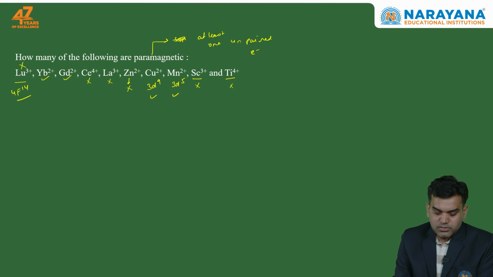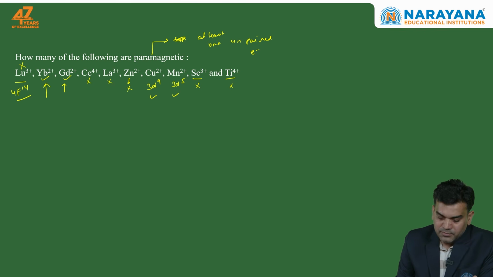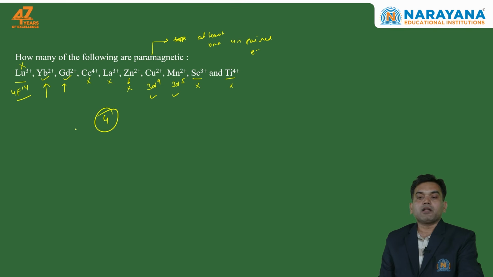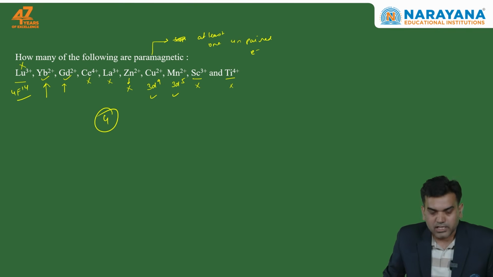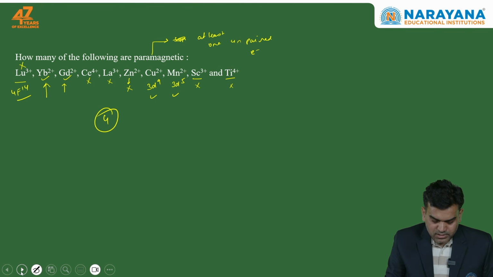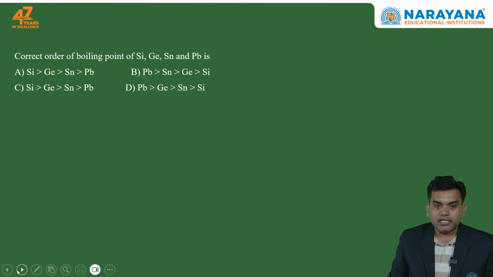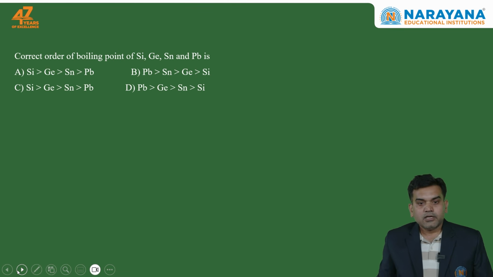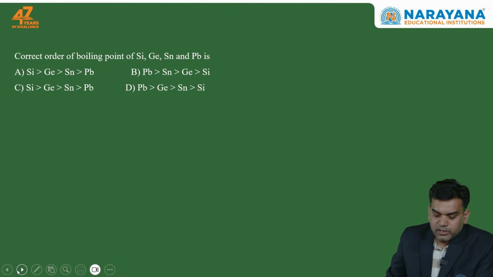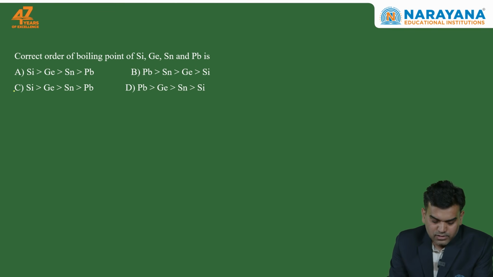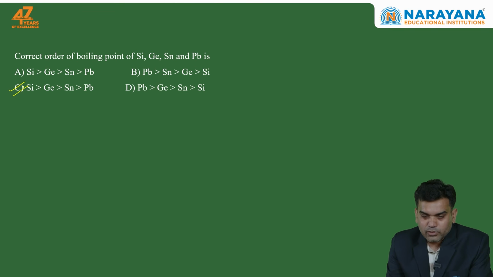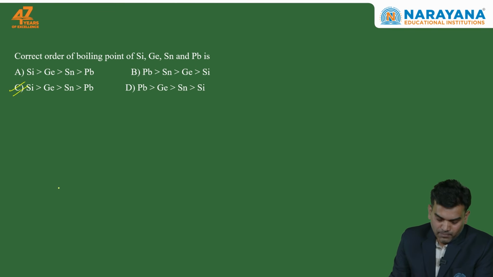So among all of these, only Yb2+, Gd2+, Cu2+, and Mn2+, only these 4 species have paramagnetic nature, as they have some unpaired electrons. These are some fact based questions, so we have to answer accordingly. Here also, if I have to compare the boiling points of silicon, germanium, Sn and Pb, it is also following this order. So group 13 and 14 properties you should remember.